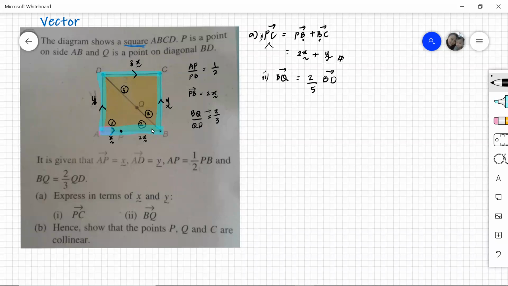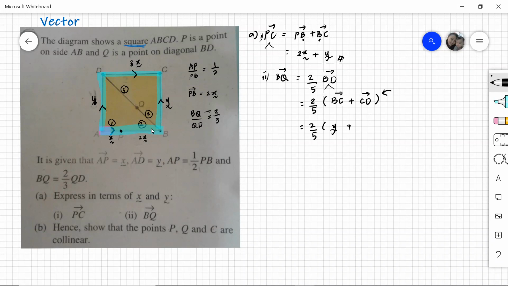Must be in the same direction. And 2 out of 5 of BD. For BD, we can use BC plus CD. If you can see the vector right away, just put it in. We know that B to C is y. You can straight away put a y in without writing this, but I have the habit to break down any vector into two paths, so we will not miss out anything. So BC is y, and C to D.